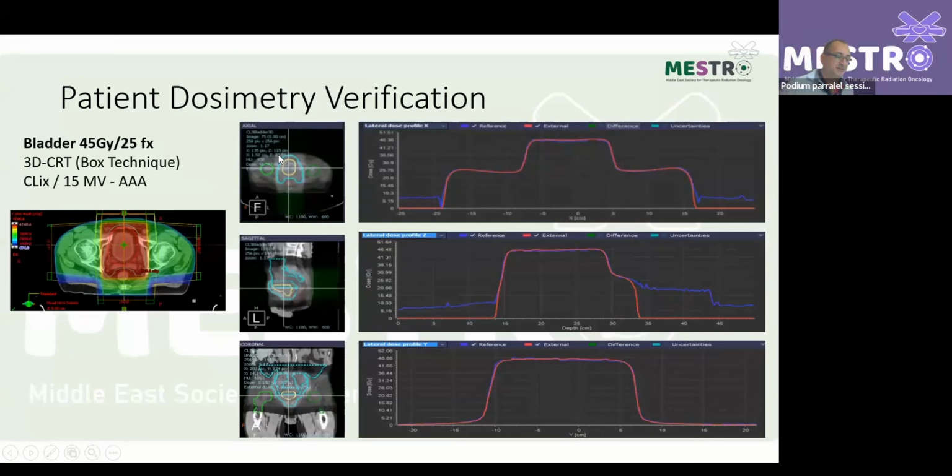For patient dosimetry verification, I tried several cases, and I will show you different cases here. The first one is a bladder, 3D conformal box technique with Clinac iX. I have 15 MV and AAA. This dosimetry is done with Eclipse, and the plan is sent to Primo for simulation, and the results show the dose distribution profile in axial, sagittal, and coronal. As you can see here, the result is very excellent. There's no difference between Eclipse and Primo.